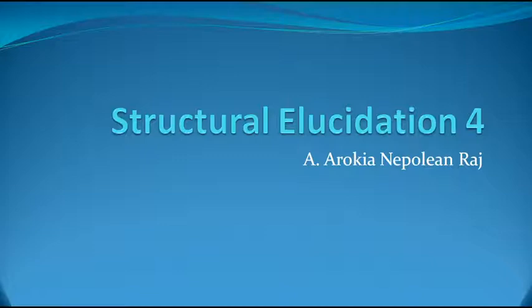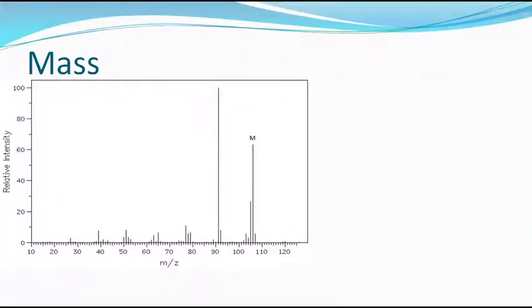Let us see the mass spectrum of the compound. This is the mass spectrum shown. You can see the molecular ion peak that is already represented as M in this spectrum. This is the isotopic peak of carbon, so we don't need to bother about that. Therefore, the molecular weight is 106. Next, the base peak is at 91.